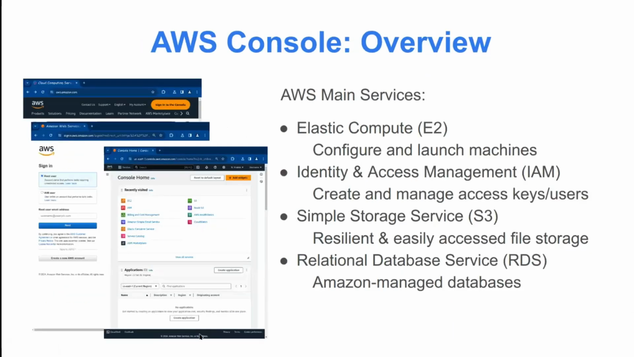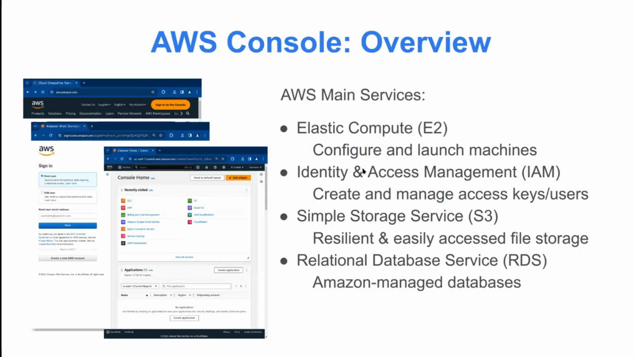This is a screenshot of the AWS console. When you log in with your user, you get these recently visited sections, and they have a bunch of different services, as I mentioned, and they have names for all of them. So Elastic Compute, I messed this up. It's EC2, not E2, but EC2. And again, this is just for configuring and launching bare machines with really nothing on them, but you can specify an operating system, as you'll see.